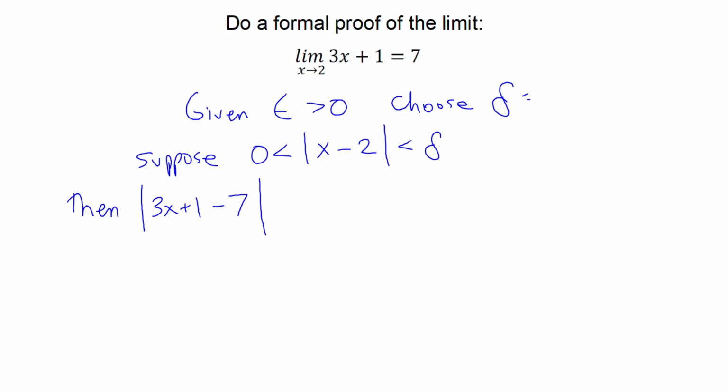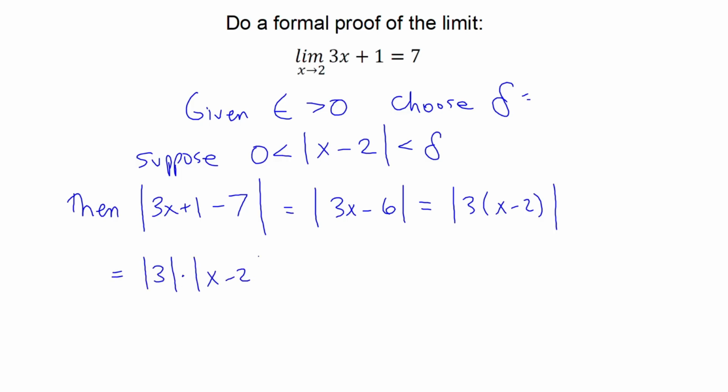So that's our goal. In order to do that, the first thing we're going to do is just simplify the absolute value down. So we have the absolute value of 3x minus 6, right, if we just do the 1 minus the 7. And then we should see that we can factor the 3 out of that. And one of our rules for absolute value is that if I have two things being multiplied together inside of an absolute value, we could separate those into their own absolute values. And of course, the absolute value of 3 is just 3. So we now have 3 times the absolute value of x minus 2.